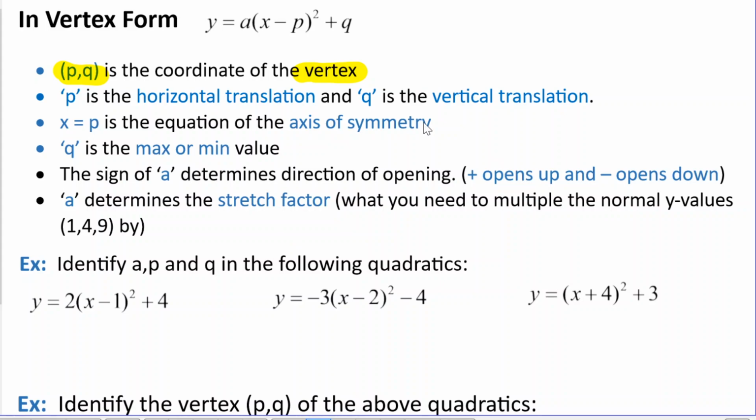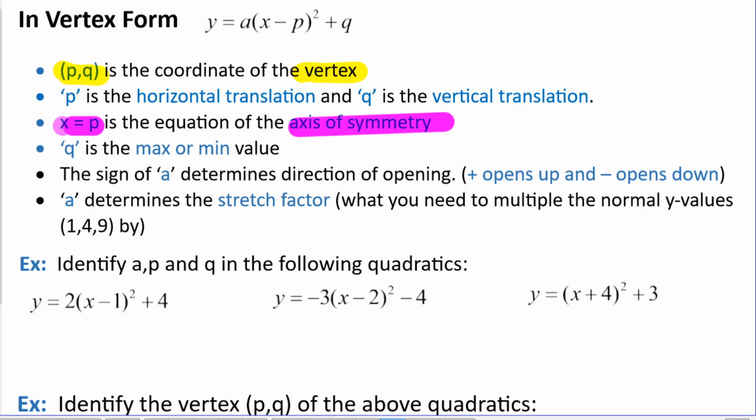It also tells us a few more things. x equals p is going to be the equation of our axis of symmetry. Again, that's because that axis of symmetry always runs right through the middle. So whatever that p value is, it does two jobs. It tells us the x coordinate in our vertex, and it tells us where our axis of symmetry is.